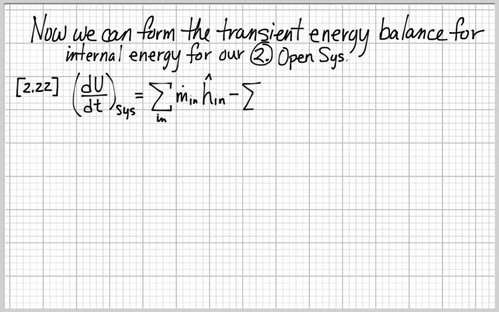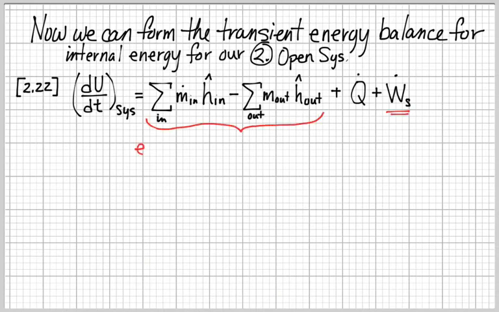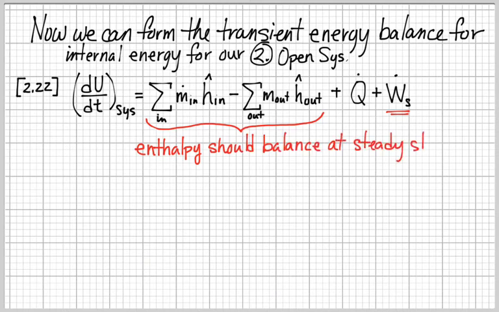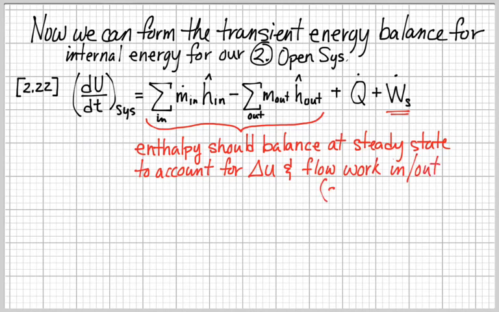So let's describe that. You find it in equation 2.22. The rate of change of internal energy of a system, and that should be a lowercase u actually, is going to be the sum of the mass flow rate times the specific enthalpy minus the mass flow rate out times the specific enthalpy of the fluid going out, plus our heat and shaft work terms.